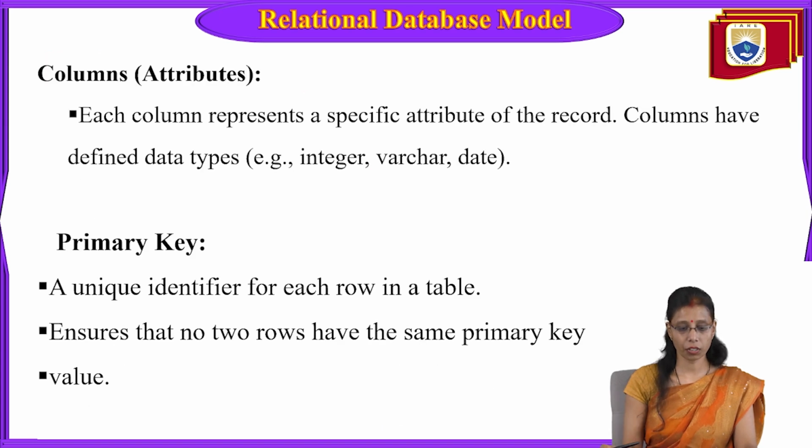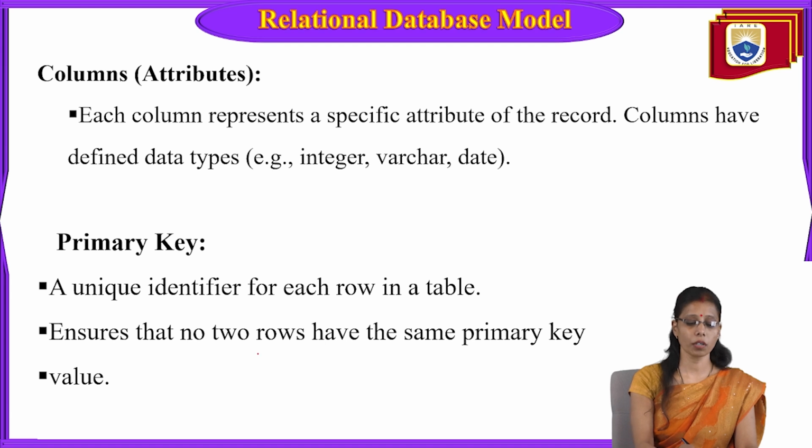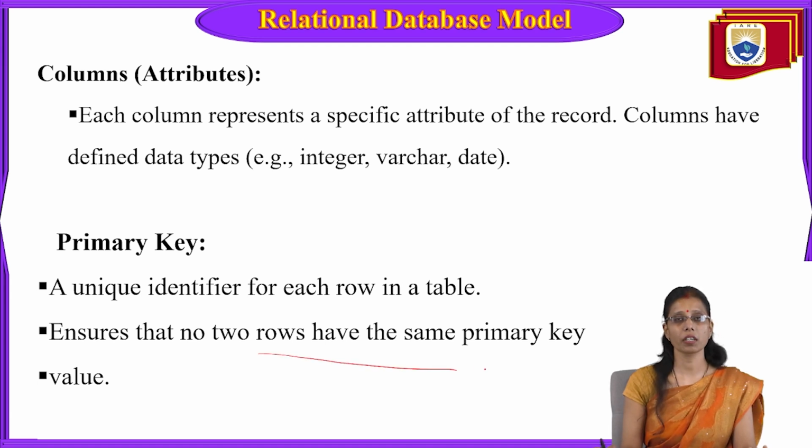Further, about columns and attributes: each column represents a specific attribute of the record. Columns have defined data types, such as integer, char, or date. So all this information can be given in the form of the columns of the table. What is the primary key? The unique identifier of each row in a table is the primary key, and it ensures that no two rows have the same primary key value.